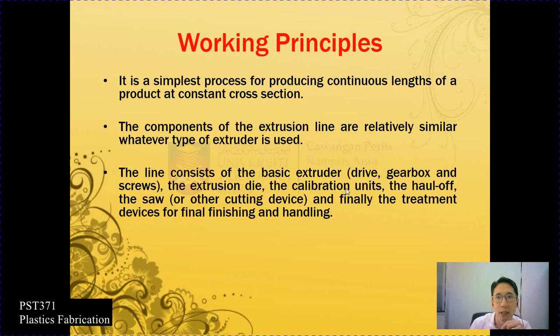They are more or less the same. But maybe there will be changes at, what we call, the roller, the die shape, the cooling system, etc. Okay. The line consists of a basic extruder. The extruder involves a drive, gearbox and screw. And then we have the extrusion die, the calibration unit, the hot off, the saw or the cutting devices, and finally the treatment devices for final finishing and handling.